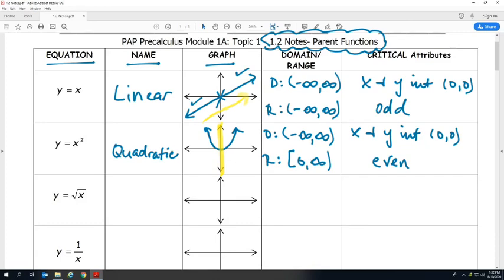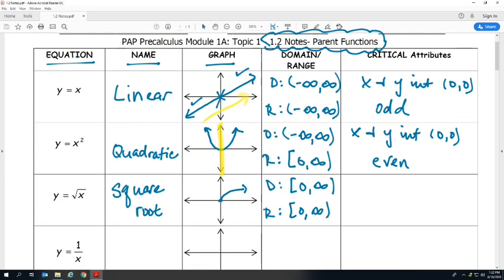Okay, the next one is the square root function, and it looks like this. It's actually the inverse of the quadratic function up there. Its domain doesn't go any further to the left than 0 on the x-axis, but it includes 0, so it goes from 0 to infinity. It's all the x's greater than or equal to 0. The range is all the y's greater than or equal to 0, so 0 to infinity as well.